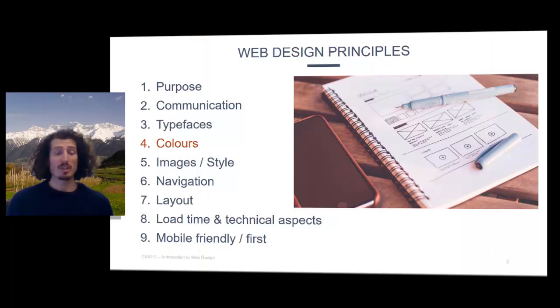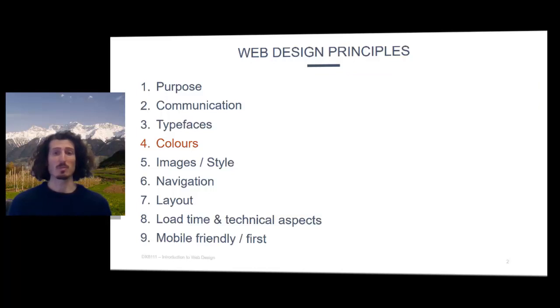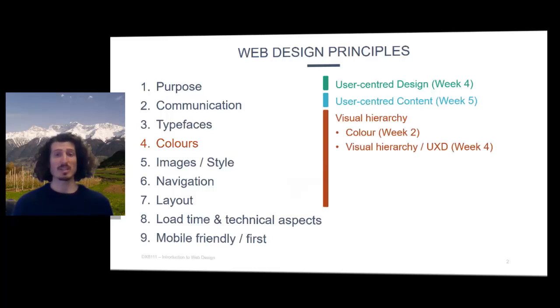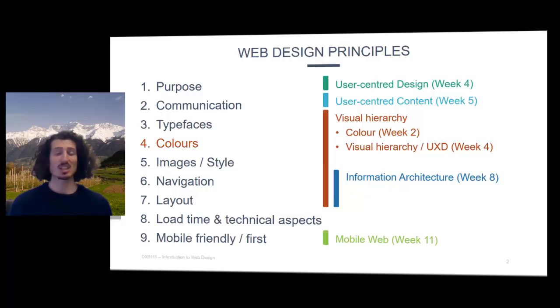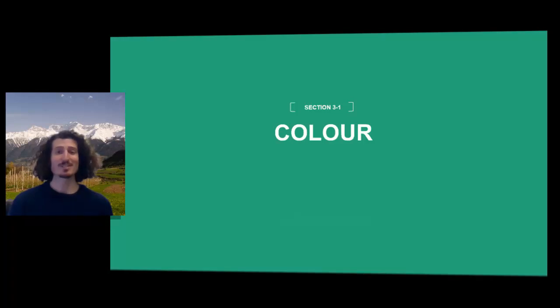So first of all, consider where this fits in the whole semester of web design principles. If we look at this as a list of 9 different things that we're going to address directly, you can see that we're here in week 2 looking at color. In week 4, we're going to look at visual hierarchy in a bit more depth. And we're also going to look at user-centered design. Week 5, we're going to get into user-centered content. And then later on in the semester, we're going to get into information architecture and the mobile web. For today though, color.